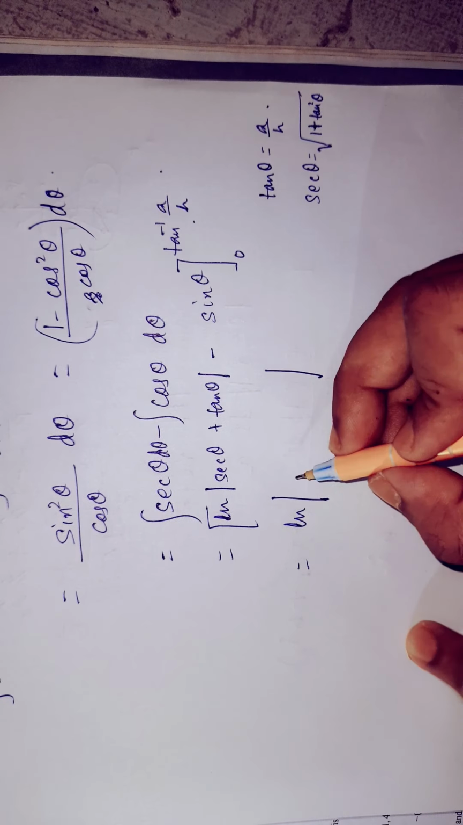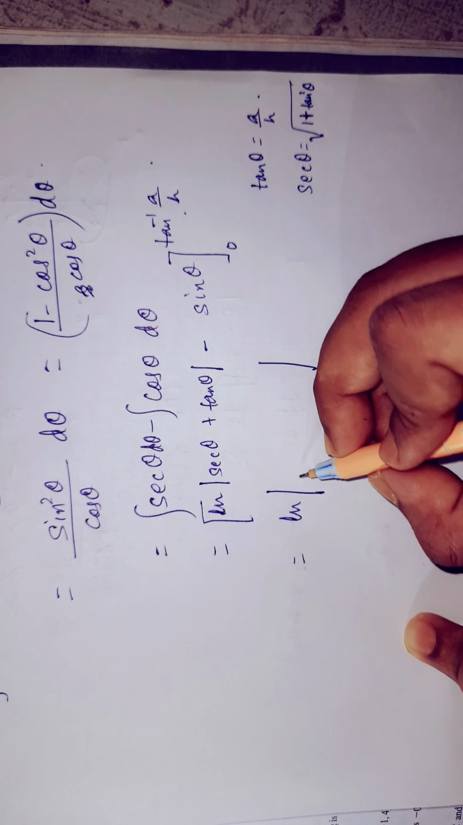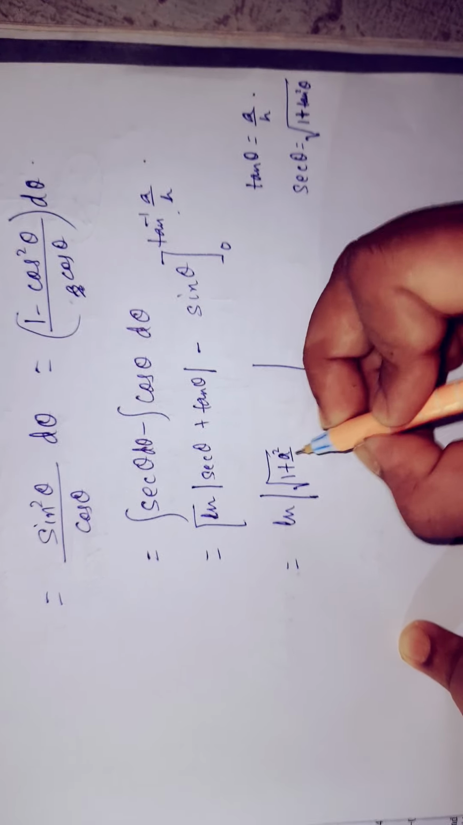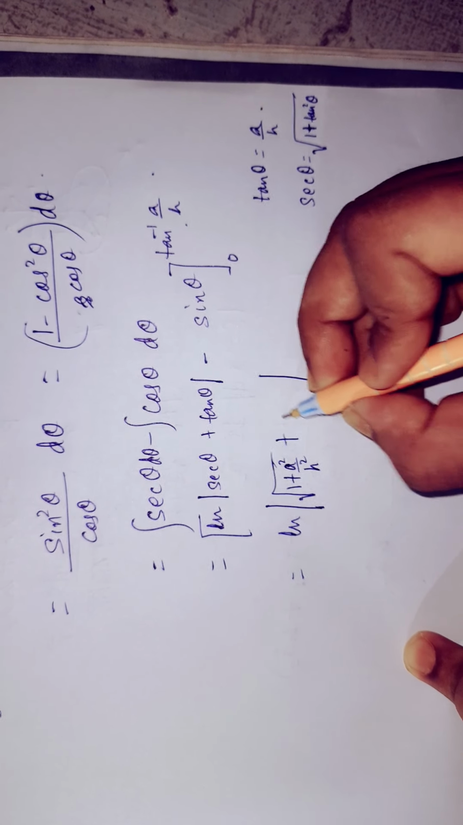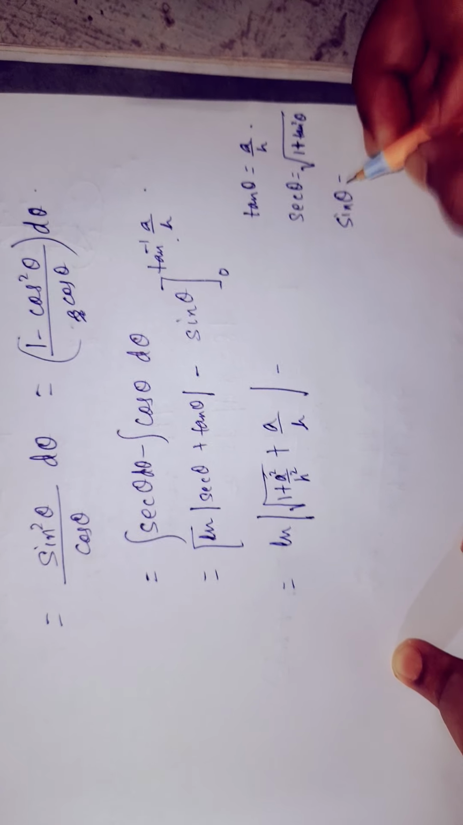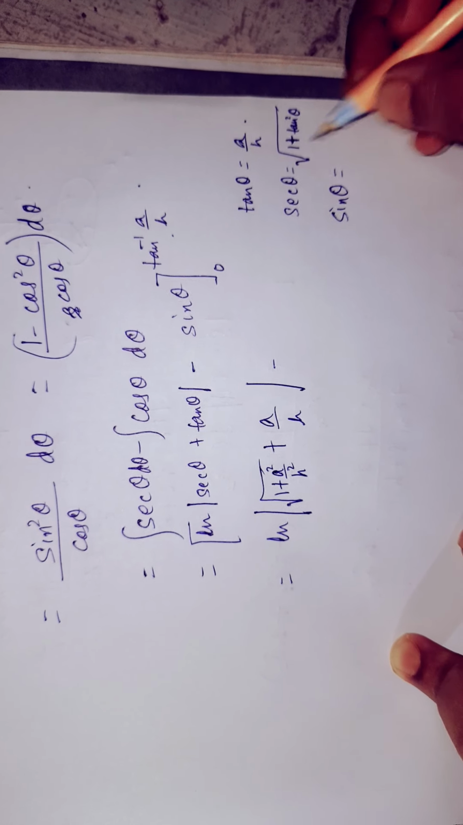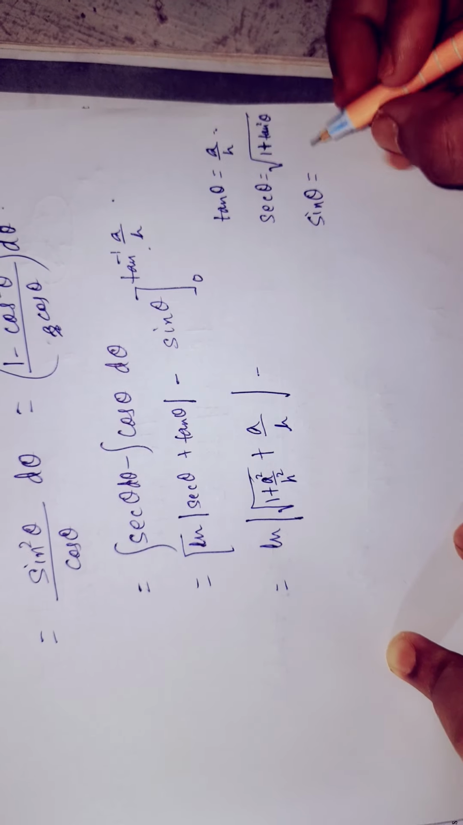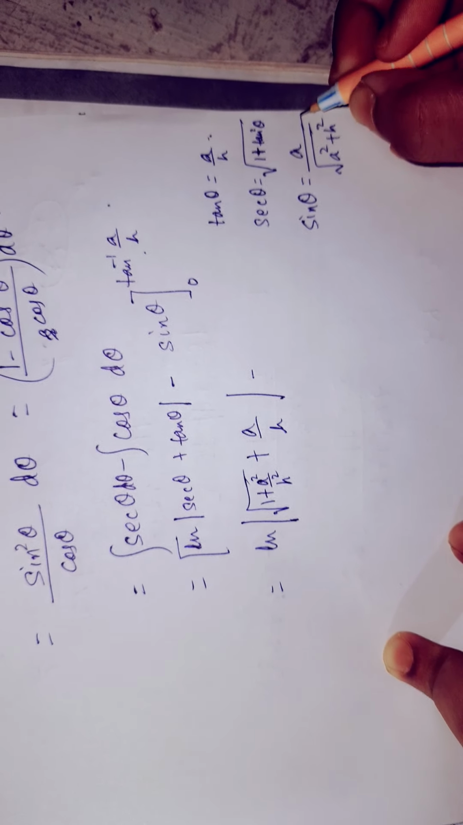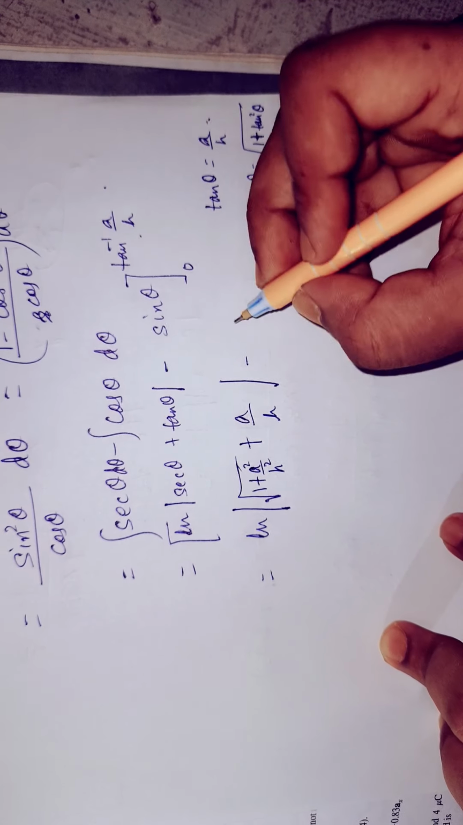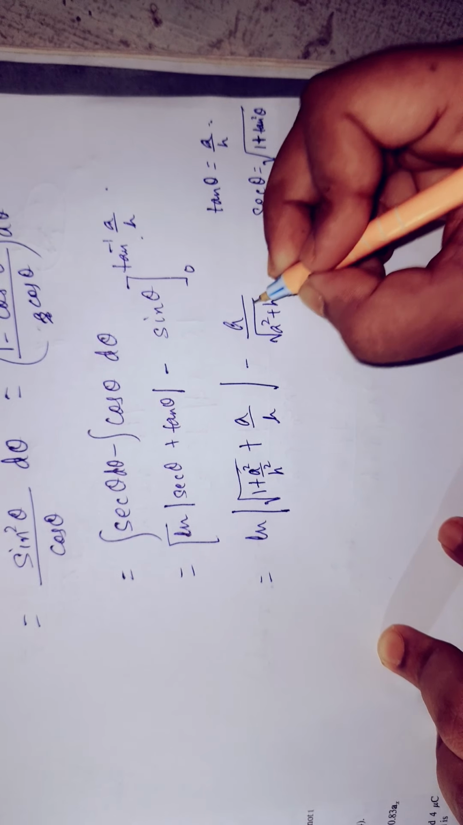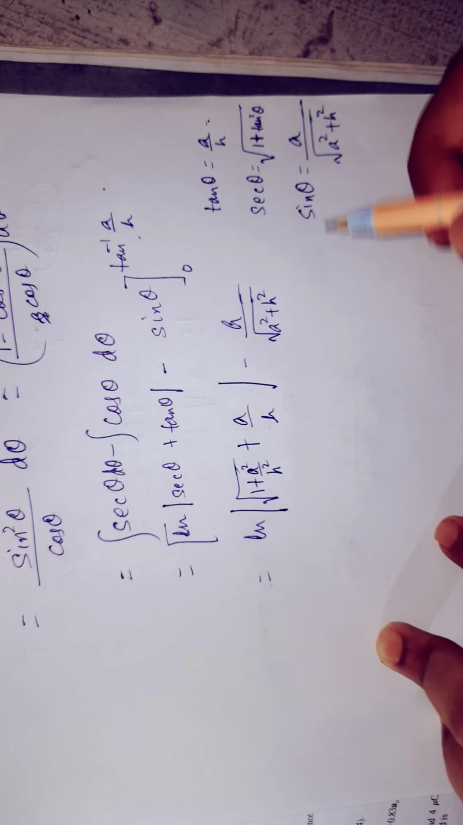So in place of sec theta, I can write root over of 1 plus a square by h square. Instead of tan theta, I can write a by h. Instead of sin theta, sin theta is equal to what? You can take it as p by b, so it will be a by root over of a square plus h square. I hope this is clear. This is basic trigonometry. So this is what I got.